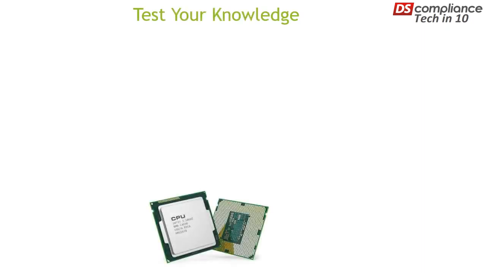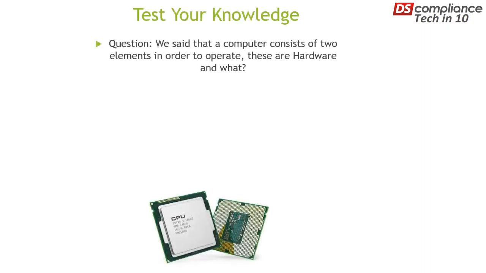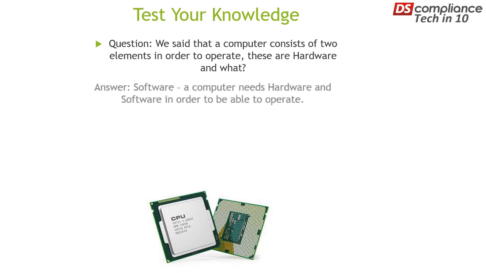Test your knowledge. Question 1. We said that a computer consists of two elements in order to operate. These are hardware and what? Answer: software. A computer needs hardware and software in order to be able to operate.